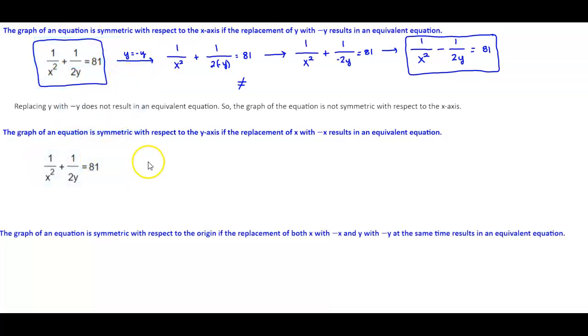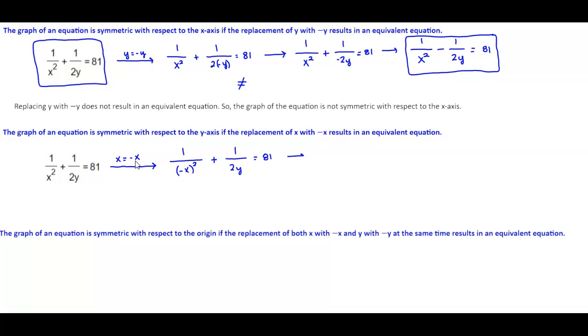All right, now let's use the same equation here. The graph of an equation is symmetric with respect to the y-axis if the replacement of x with negative x results in an equivalent equation. So what we're going to do here is replace x with negative x. Let's plug it in. So we have 1 over negative x, squared, plus 1 over 2y, which is equal to 81.